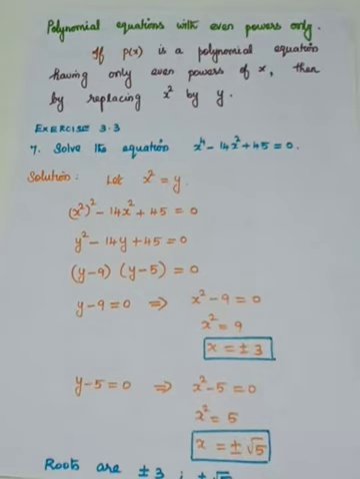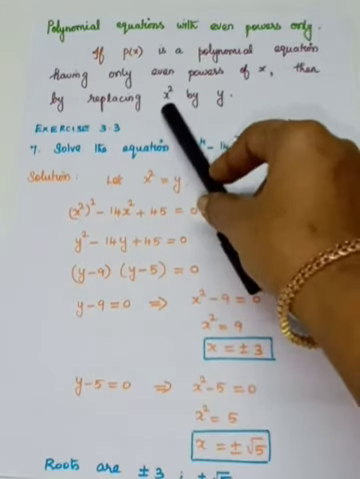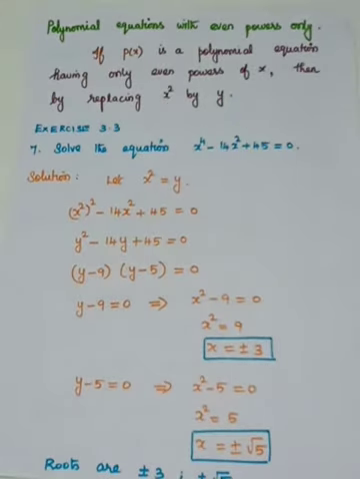So the next topic is polynomial equation with even powers only. If the polynomial equation has only even powers, what you have to do is replace x squared by y. Since there are only even powers, if you replace x squared by y you can easily solve.